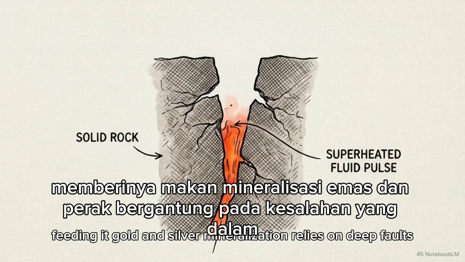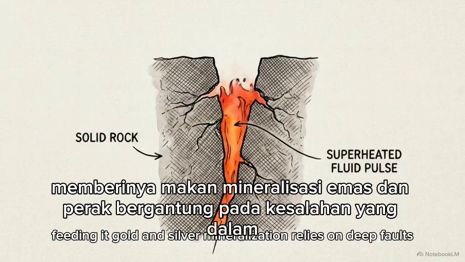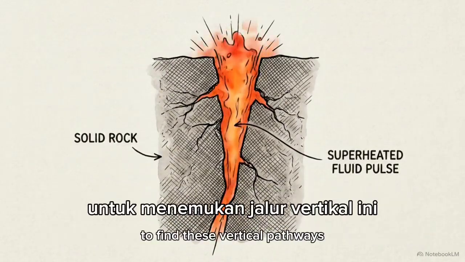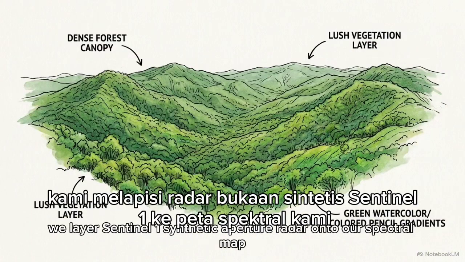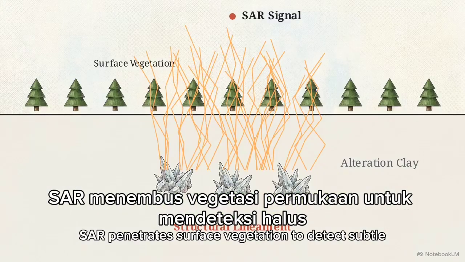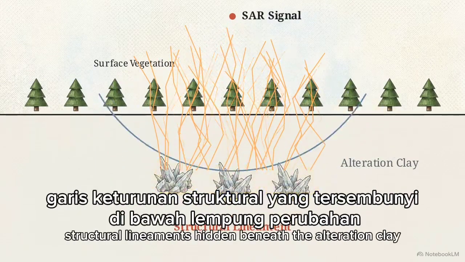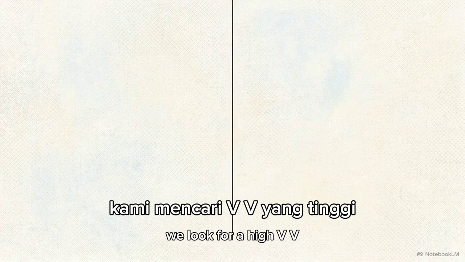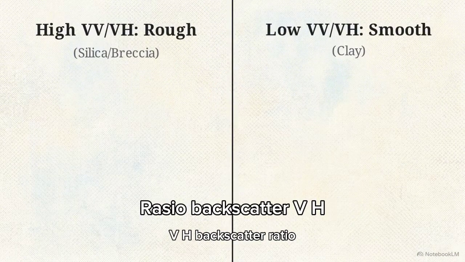Gold and silver mineralization relies on deep faults and breccia pipes to transport fluids upward from the intrusion. To find these vertical pathways, we layer Sentinel-1 synthetic aperture radar onto our spectral map. SAR penetrates surface vegetation to detect subtle structural lineaments hidden beneath the alteration clay. We look for a high VV-VH backscatter ratio.